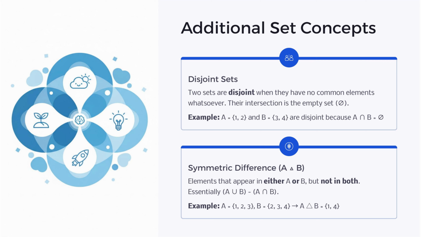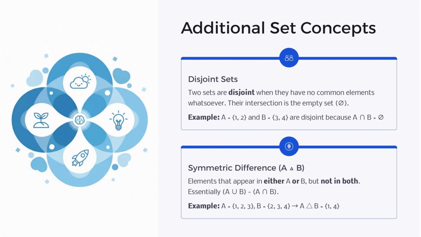Disjoint sets have no common elements, resulting in an empty intersection. For example, A equals {1, 2}, and B equals {3, 4} are disjoint.